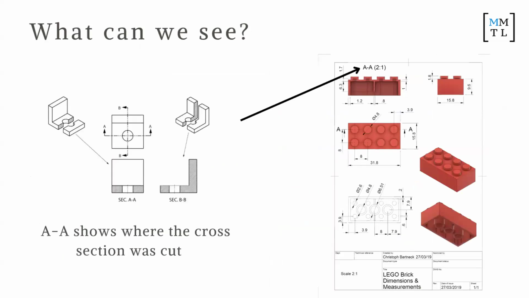So what can we see? There's something called AA, which is a cross section we can see. If you look here, we've got the AA symbol going across the Lego brick, and that shows the cross section right here. So AA depicts, somewhere else in the diagram you'll see the cross section, which line is cutting across.